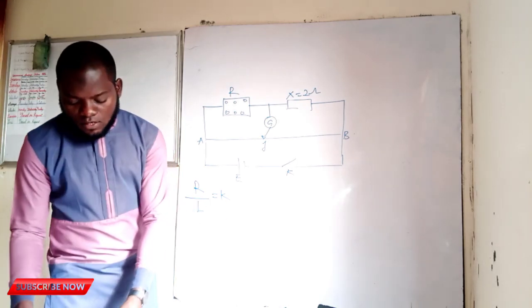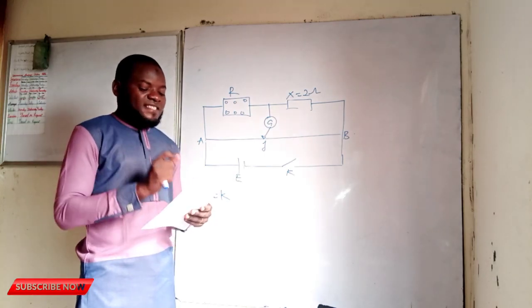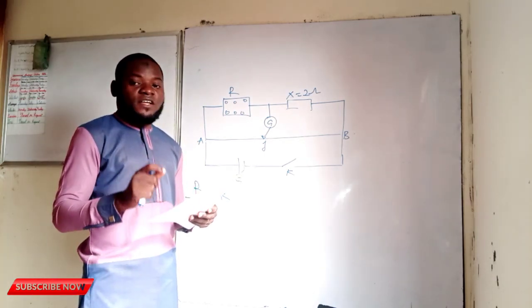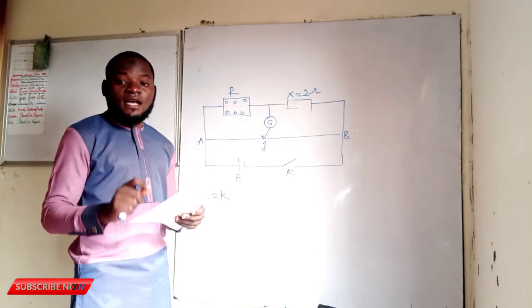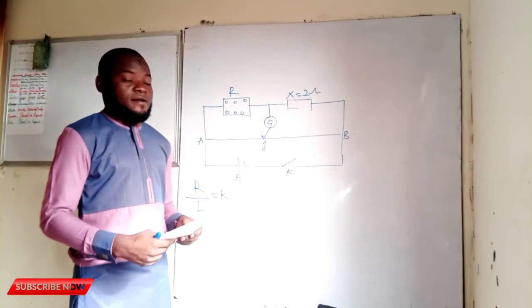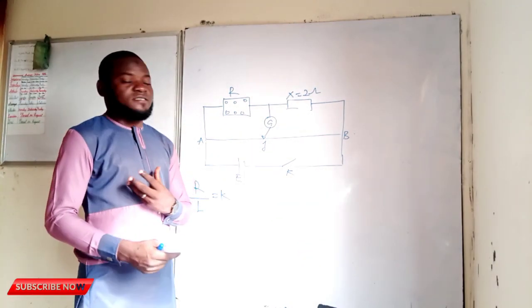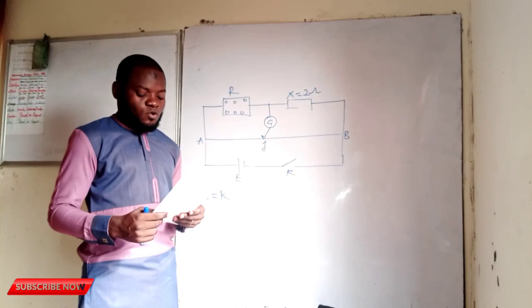Now, the question says you are provided with a meter bridge, standard resistor X, galvanometer, jockey, cells, a key, resistance box, and some connecting wires. All those are what we are seeing on the board. That is, if you finish connecting your circuit, this is what you are expected to have.